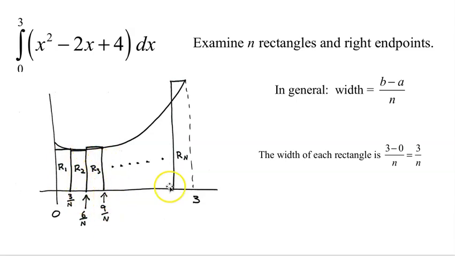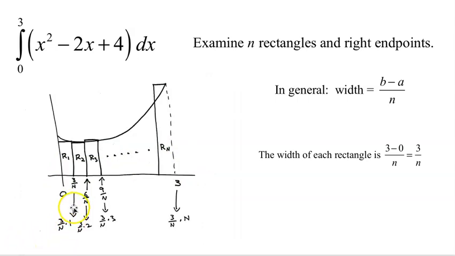Next one to 9 over n. By the time I get to the nth one, we're at 3. Now, something to think about. 3 over n is 3 over n times 1. 6 over n is 3 over n times 2. 9 over n is 3 over n times 3. 3 is 3 over n times n. So you see the right-hand endpoint is just 3 over n times whatever that little number is.